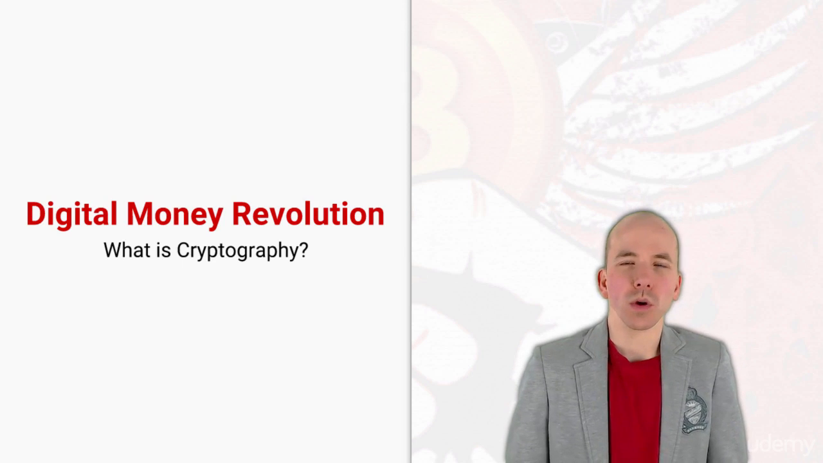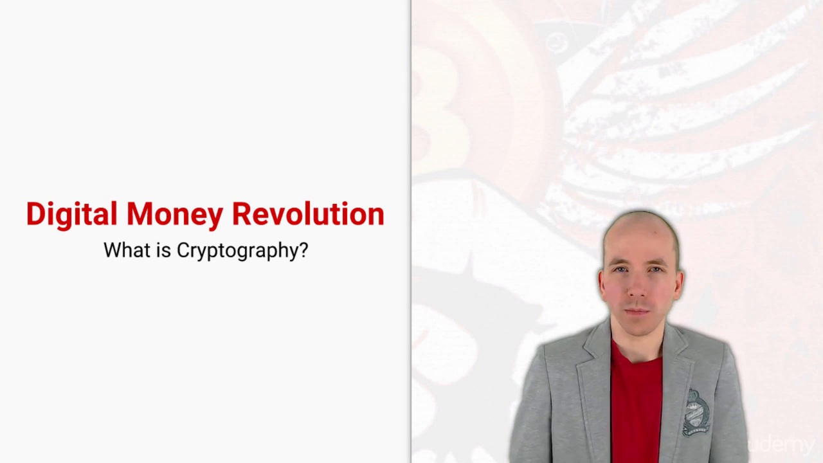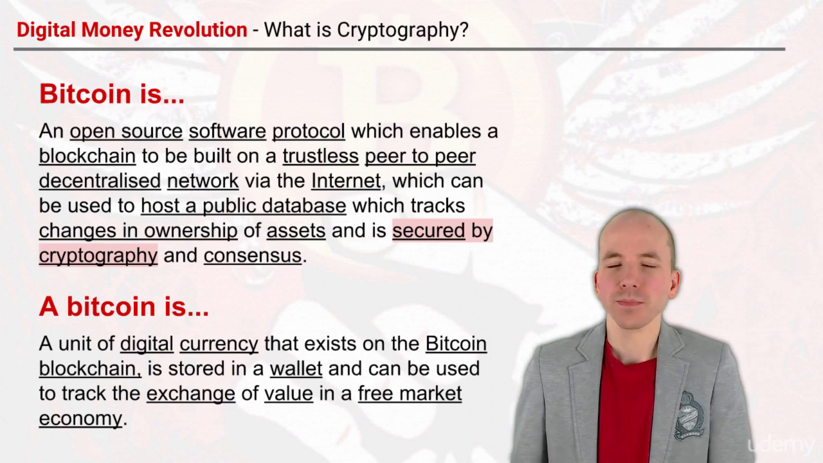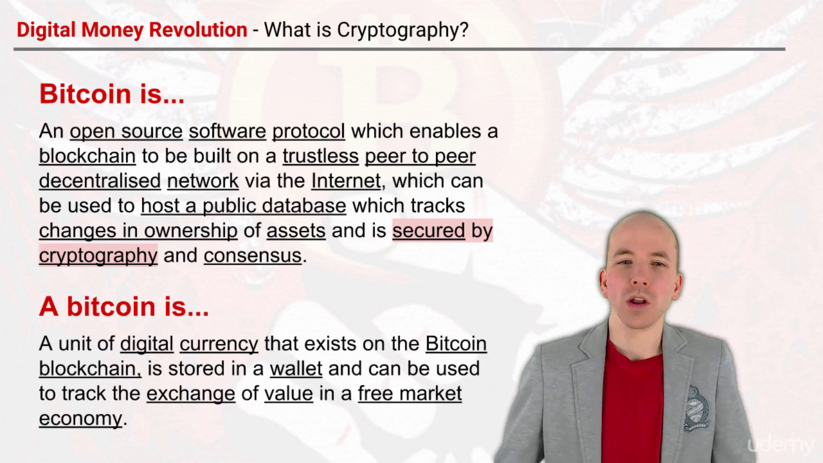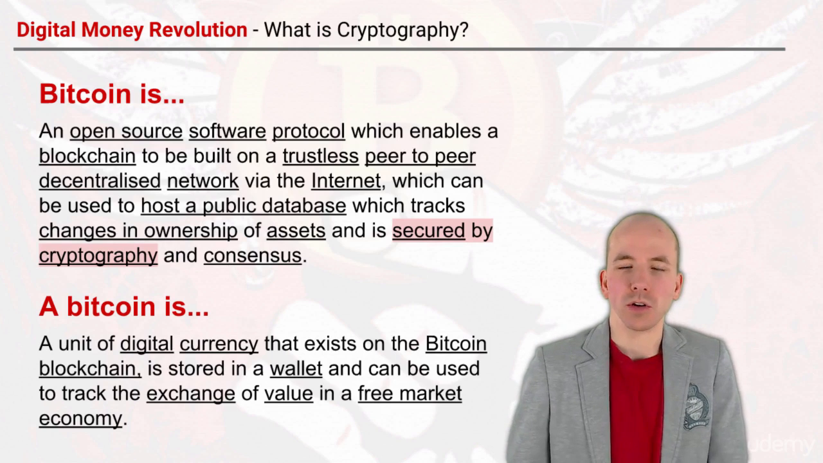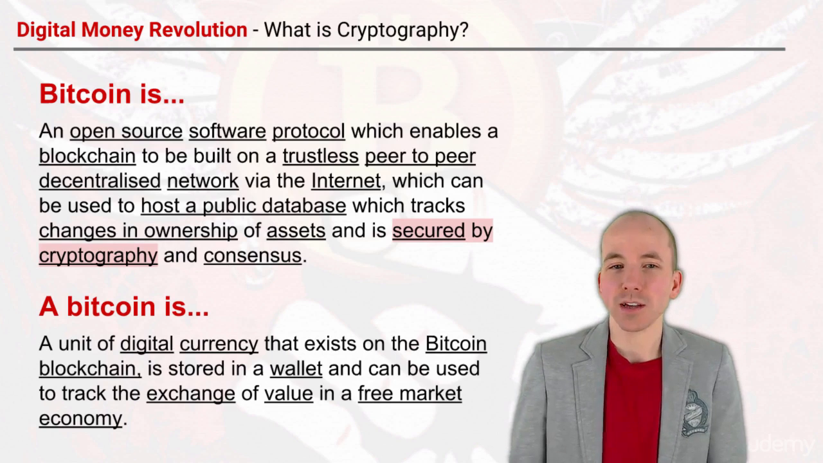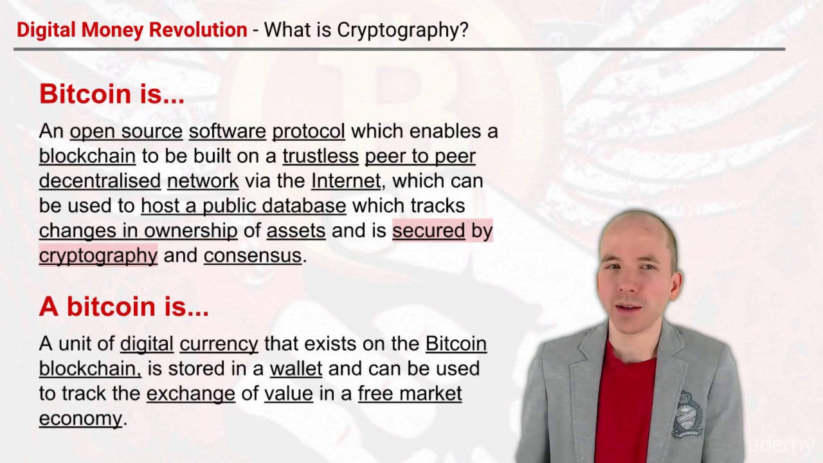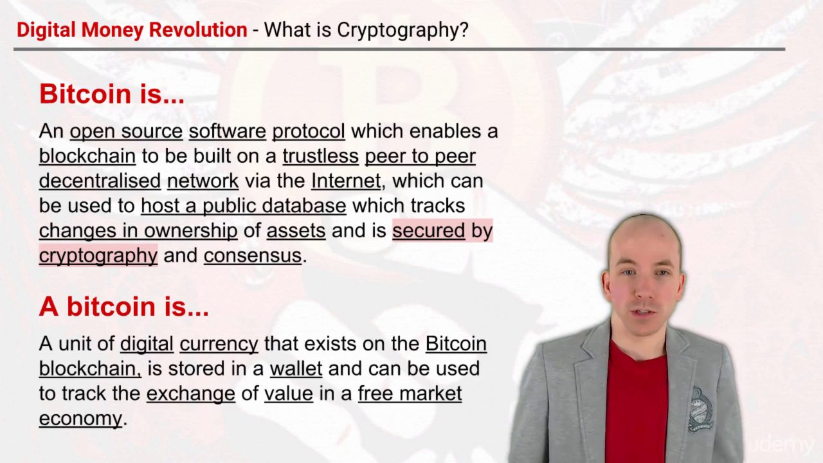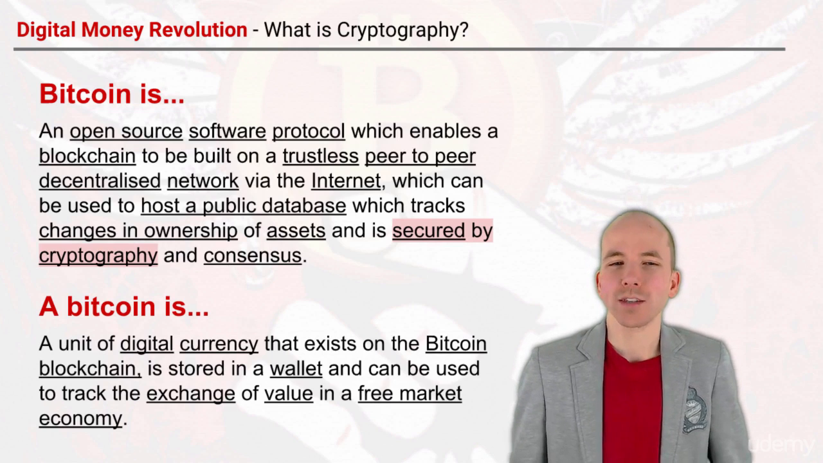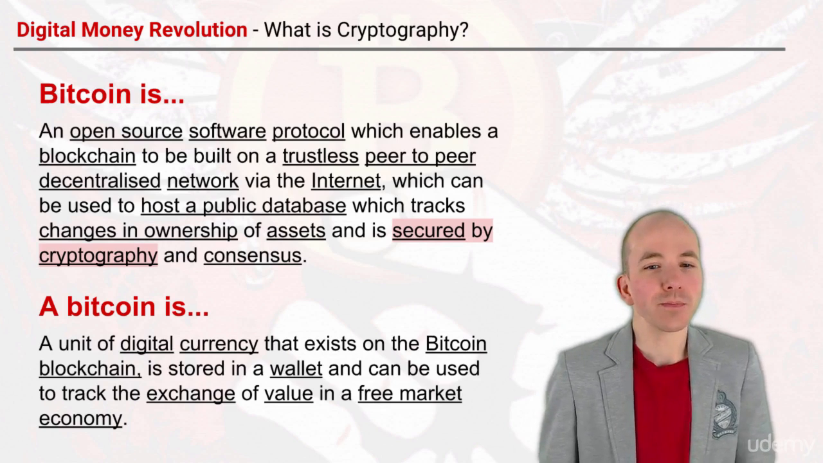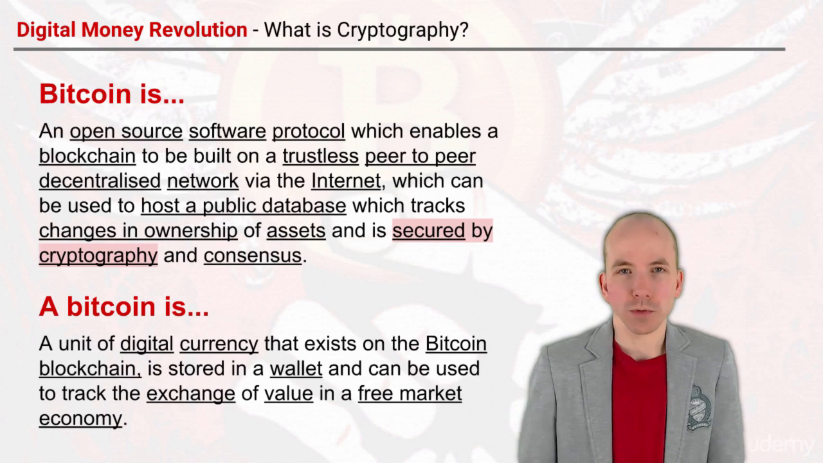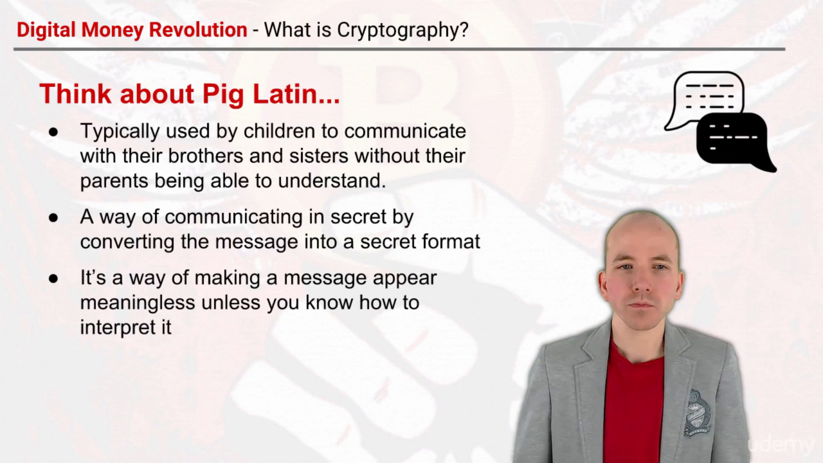Now, in this video, we're going to go into the question, what is cryptography? If we go back to our definition here, we now are almost there. We know that Bitcoin is an open source software protocol. We know that it enables a blockchain to be built on a trustless network that's decentralized. We know that we use the internet to do that. We know that we host a public database, which is the blockchain. And we know that tracks the changes of ownership of Bitcoins, which are the assets. And then finally, this is all secured by cryptography and consensus. So in this video, we're going to look at cryptography.